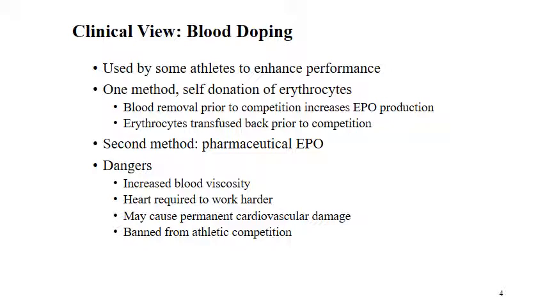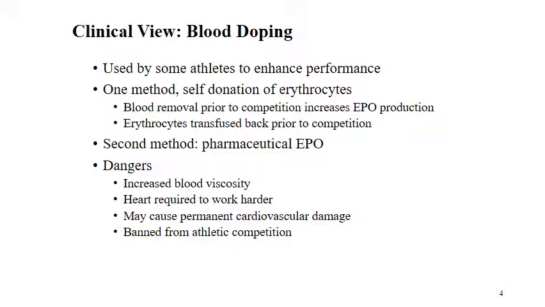So just a clinical view of this, when we're talking about more oxygen carrying capacity in the body, you can use this for certain athletic events to enhance your performance. One method of this is the self-donation of erythrocytes. You can take away your erythrocytes, right, remove them, which is going to increase your EPO production right before a competition, and then transfuse them back in. So then you essentially have more red blood cells and you can carry more oxygen.